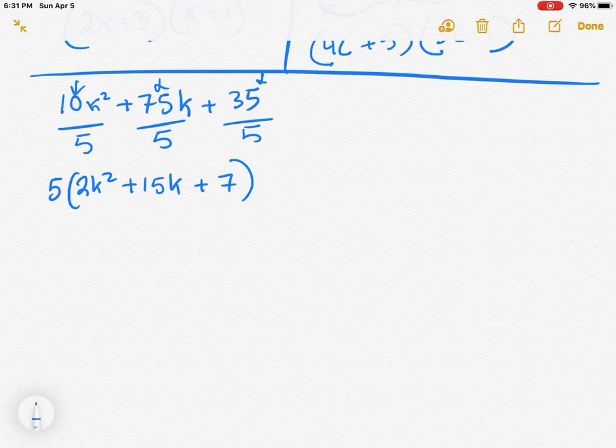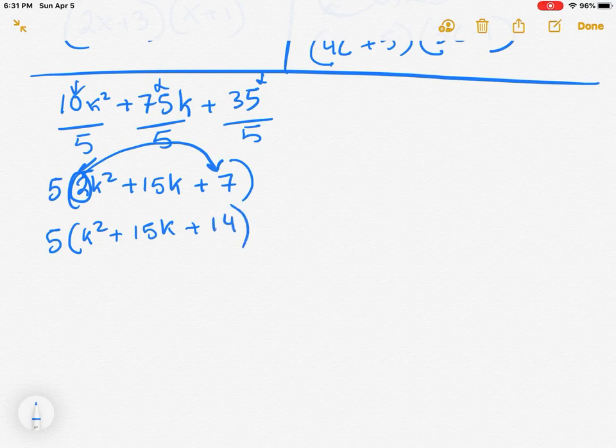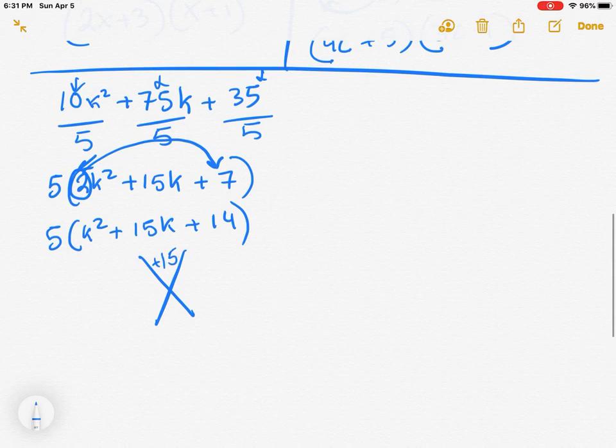Now, we still have that 2 in front of the k. We still have that a. So we take that a, and we multiply it by c, right? And that's going to give us 5 times k squared plus 15k plus 14. Right? Now we just factor like we normally would. So we got to find two numbers that add up to positive 15 and multiply to positive 14. What two numbers do that? Start going through. Oh, pretty simple. It's positive 14 and positive 1.